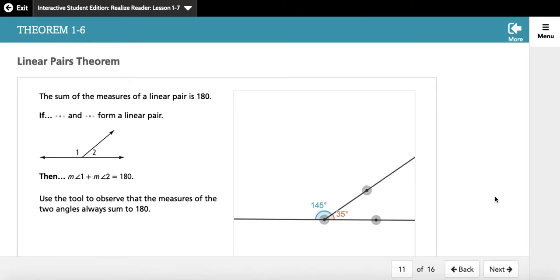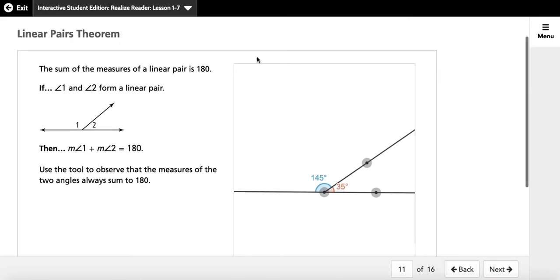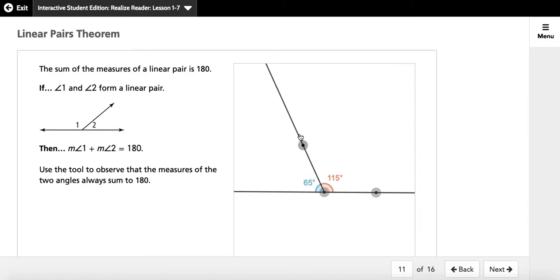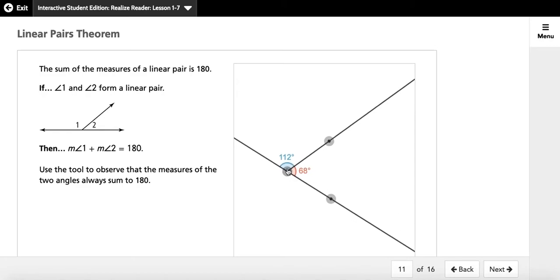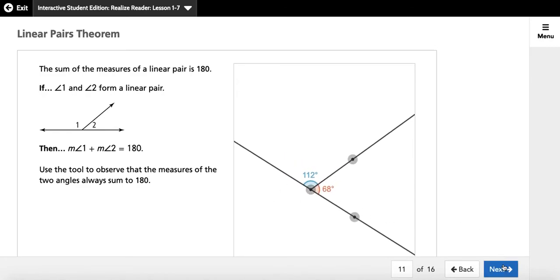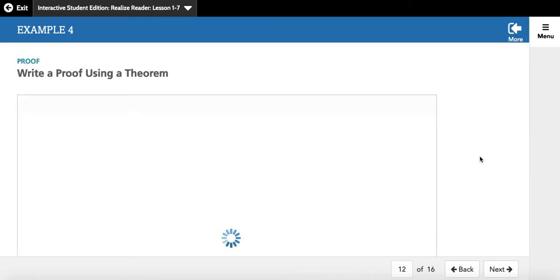Linear pairs theorem. The sum of the measures of a linear pair is 180. So here we have angle 1 and angle 2. They form a linear pair, and no matter where I move the ray, those two always add up to 180, no matter what. Okay? Always add up to 180. Now let's see what they're going to have us do with this.